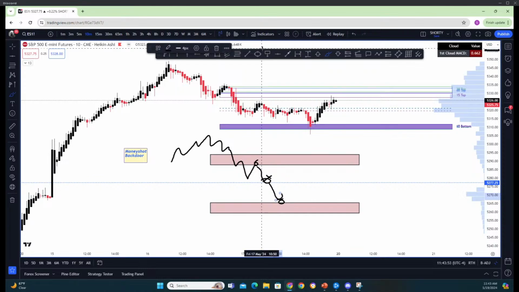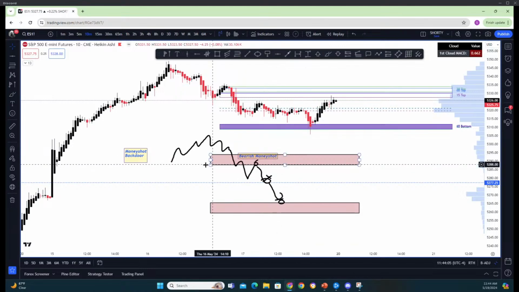And this right here would be called a money shot. This would be called a bearish money shot, meaning you went above the clouds and now you're getting back inside. This is important to know if you're using clouds because there are only 2 setups that you play, nothing else.